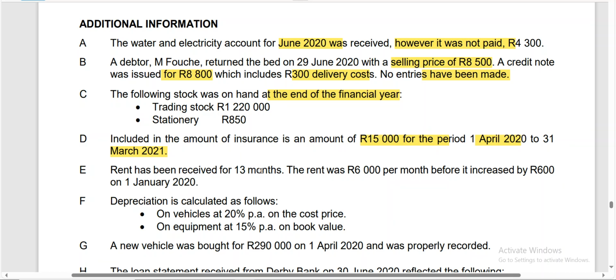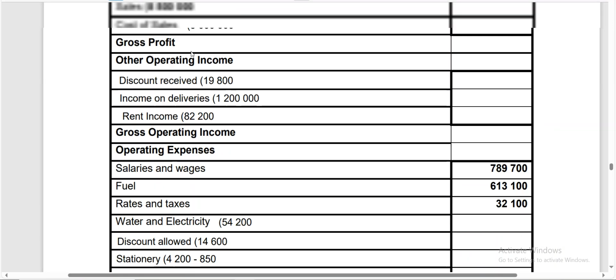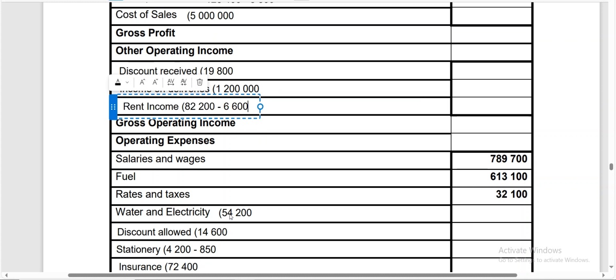So meaning that it became 6,600. So it means that the rent that we have received in advance is 6,600. Okay, so we are going to go to our income statement, and then under rent income, we are going to say we're going to subtract, we will say minus 6,600, and then we'll go to our balance sheet.